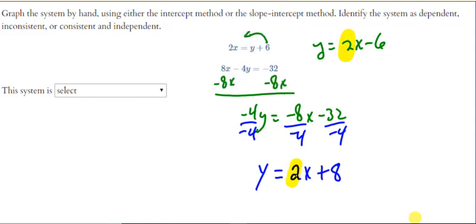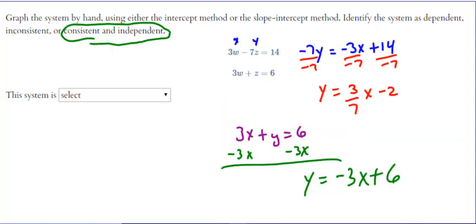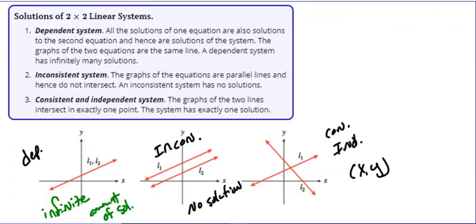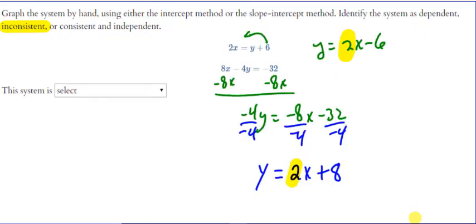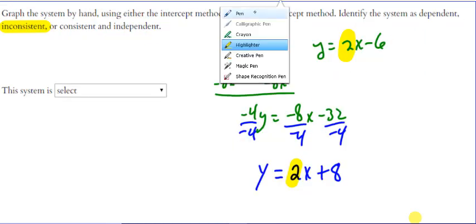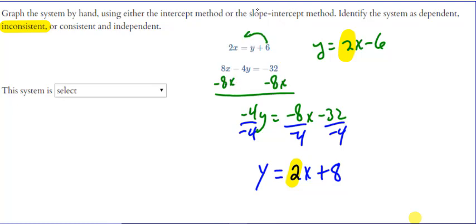See the slopes here? I know that these are going to be parallel, okay? Which means that they are inconsistent. We can go back and show parallel is inconsistent, right? Slopes are the same, but we're going to graph it just to prove it, okay? That's what we're going to do.